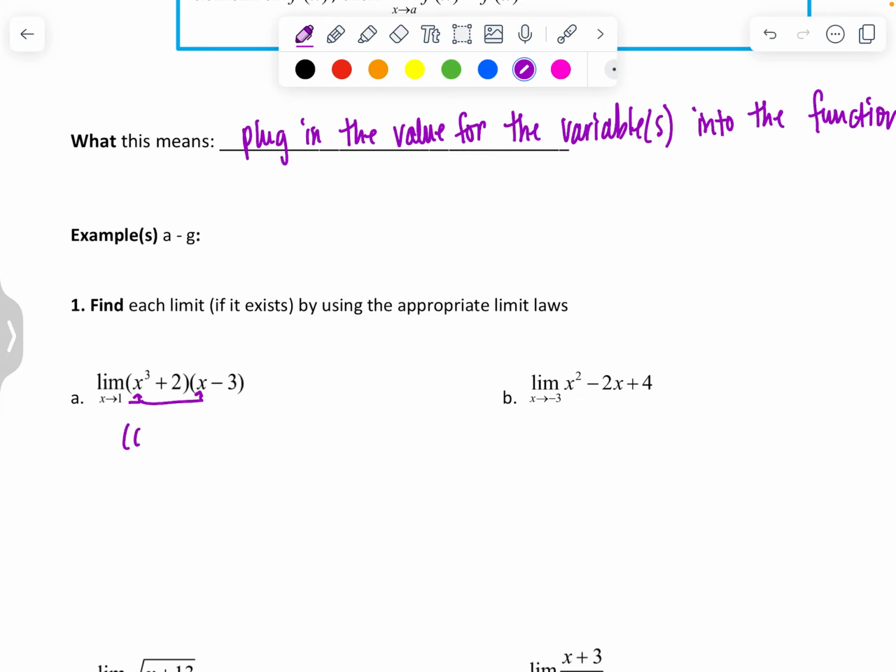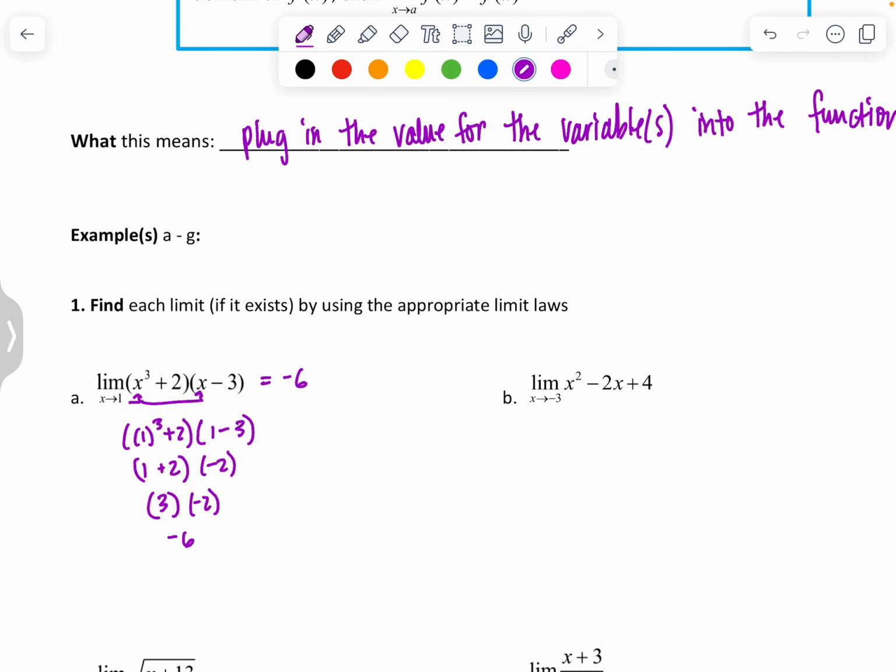So here we will have 1 cubed plus 2 times the quantity of 1 minus 3. 1 cubed is 1, plus the 2 is 3. 1 minus 3 is negative 2, so negative 2 times 3 is negative 6. And we can say the limit as x approaches 1 for this function is negative 6.